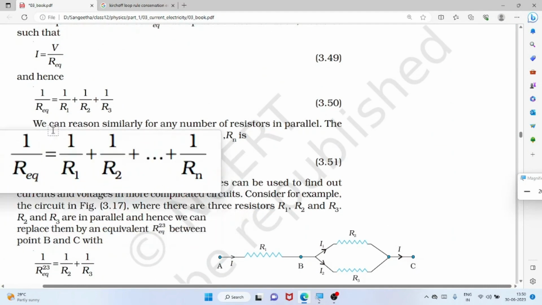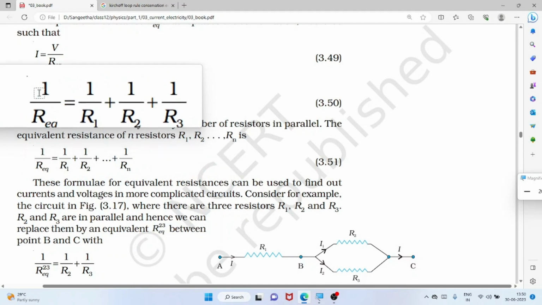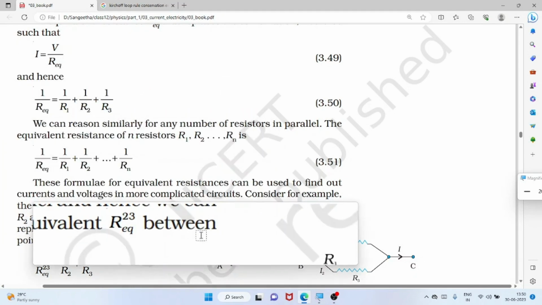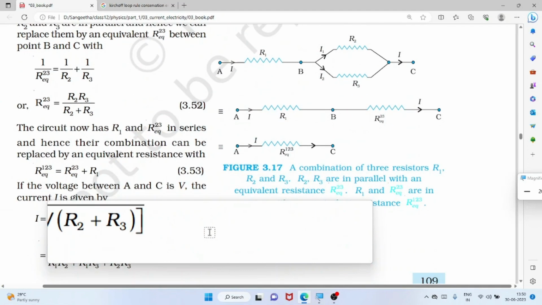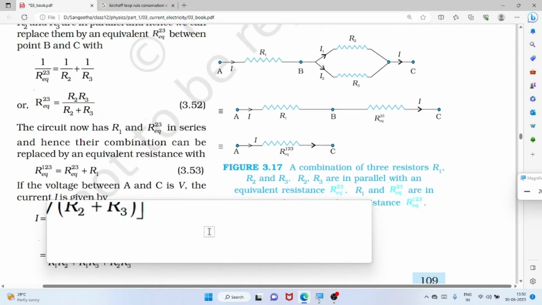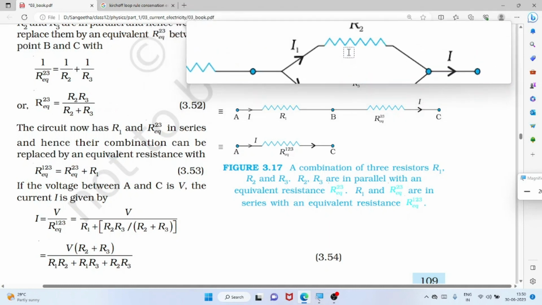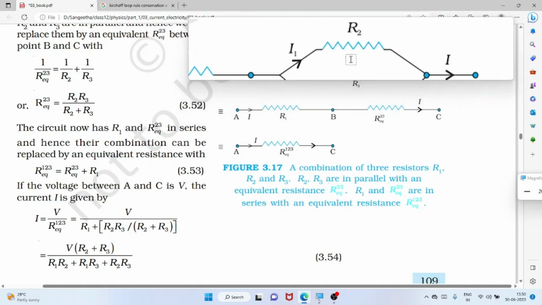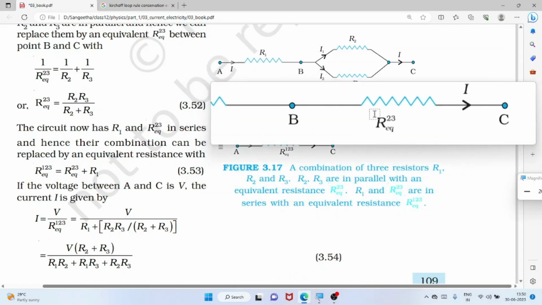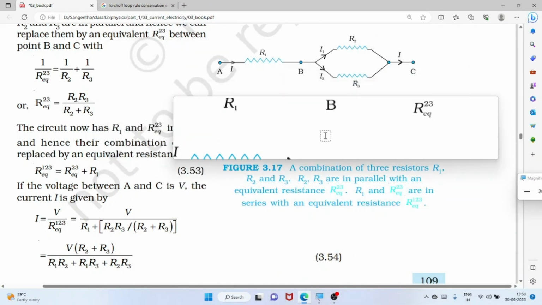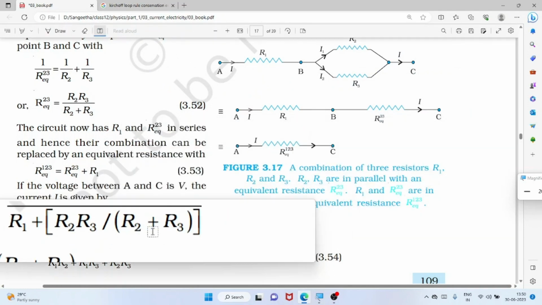This is the equivalent resistance when the resistors are connected in parallel. Three resistors are connected in parallel. See, these two are in parallel, so you have to first find the equivalent resistance of these two. That is this resistance. Now both are in series, then you add the total resistance.